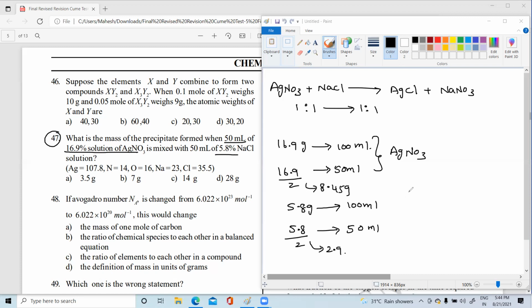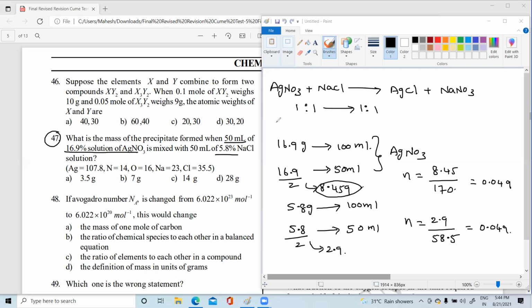So convert into number of moles. Number of moles equals given weight, 8.45, divided by the molecular weight of AgNO3, which is 170. In the same way here, number of moles equals 2.9 divided by 58.5, the molecular weight of NaCl. On simplification we get 0.049. In the other calculation also we get 0.049.